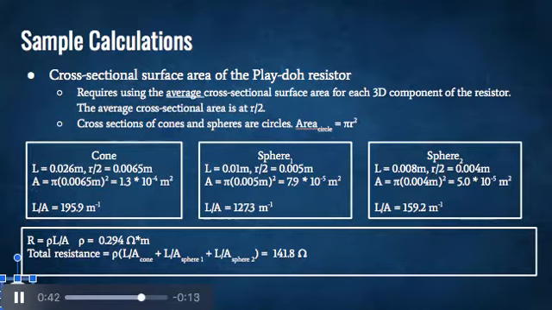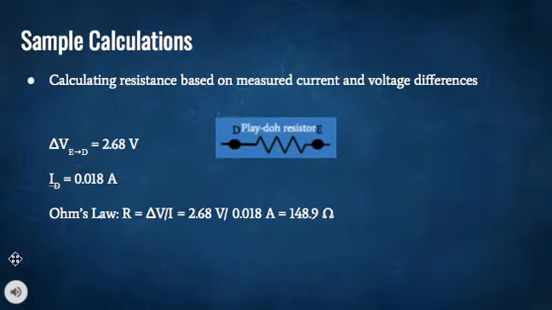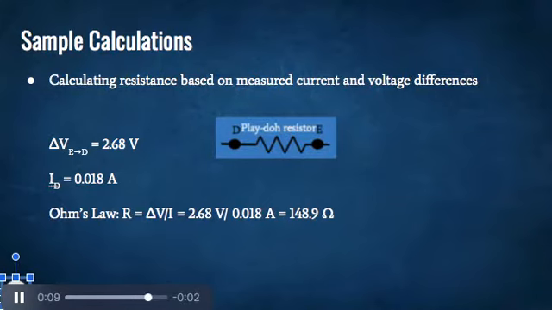For each of the components of our homemade resistor, we calculated the ratio of the length to the average cross-sectional surface area. We added these together, and then we multiplied by the rho value found in the pre-lab to calculate the total resistance of our homemade Playdoh resistor. We then calculated resistance using an alternative method, Ohm's law. To do this, we used our measured values of current and voltage difference across the Playdoh resistor.